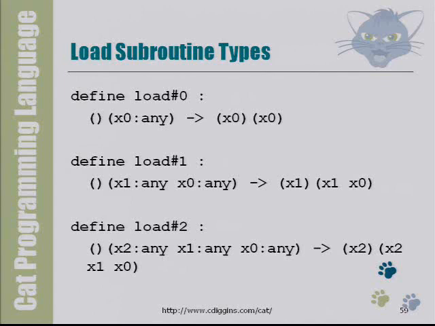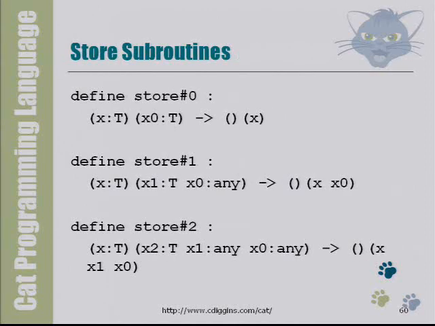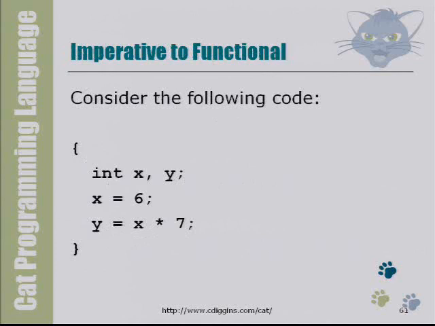So here are some annotations to show you how load number 0 works, load number 1 works, load number 2 works. I'm running out of time, so I can't explain all of it to you, but you can look at the slides afterwards and try to figure out what I was talking about. And there's store. Imperative to functional.